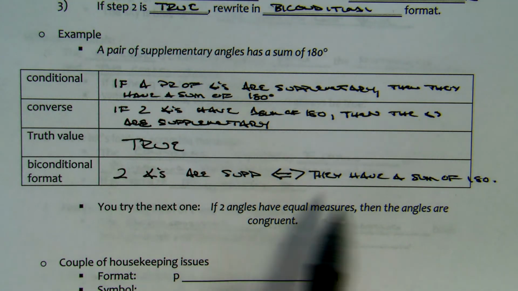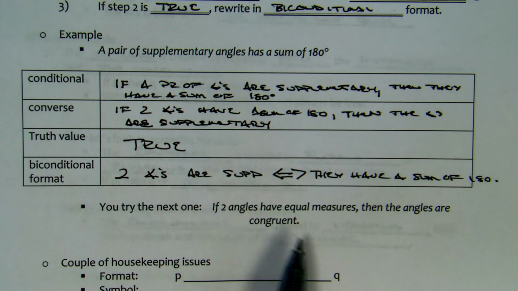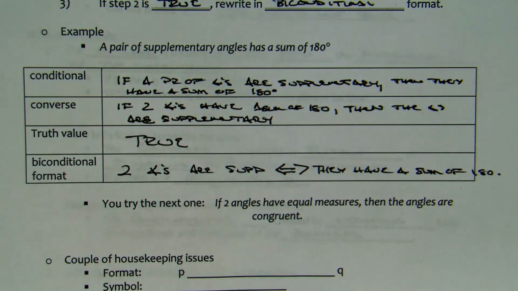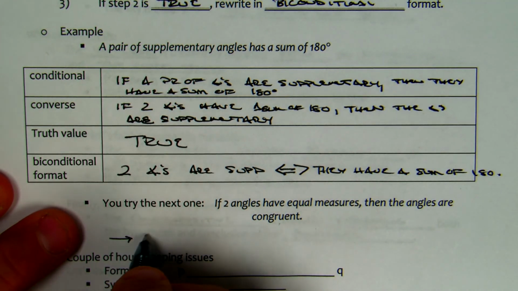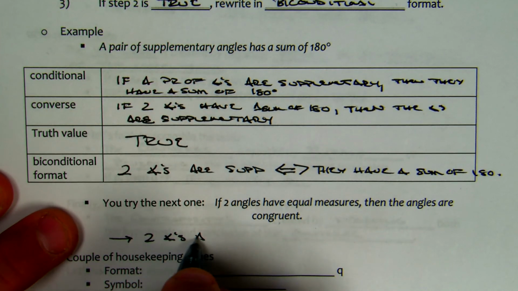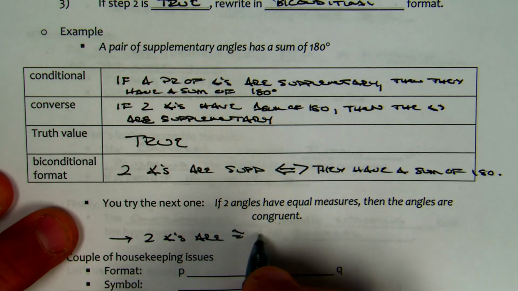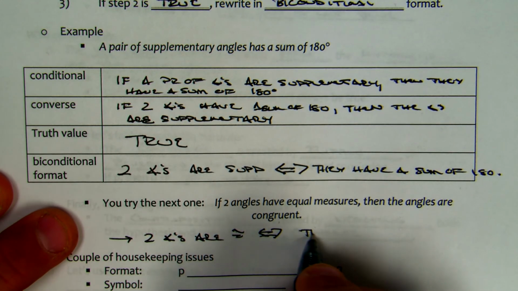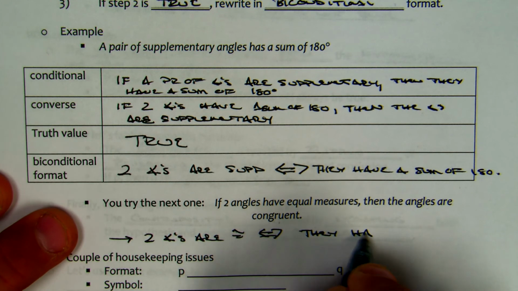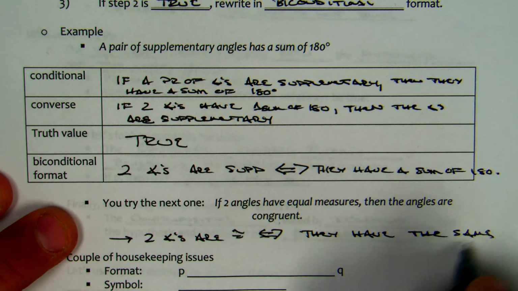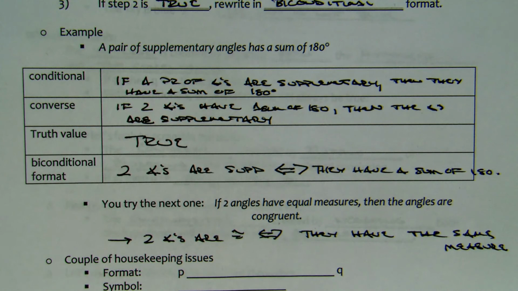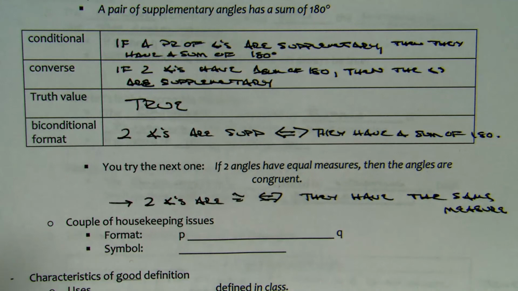If two angles have equal measures, then the angles are congruent. Absolutely true. If two angles are congruent, then they have equal measures. Also true. So basically what that's going to tell us is two angles are congruent if and only if they have the same measure. All right, so the if and only if always goes in the middle, and it's reversible. You can switch it around and say two angles have the same measure if and only if they are congruent.